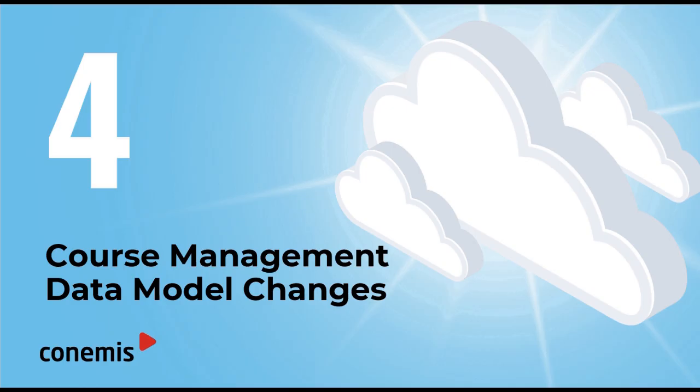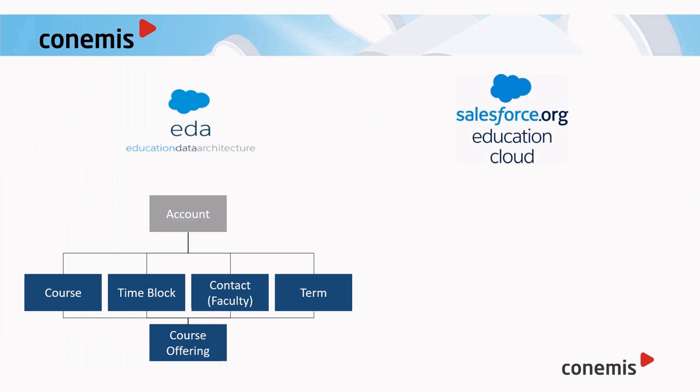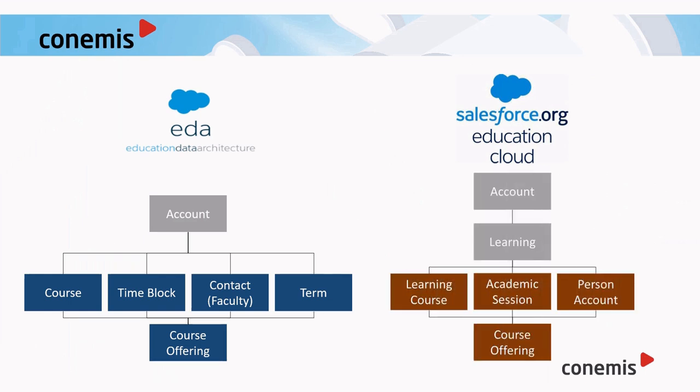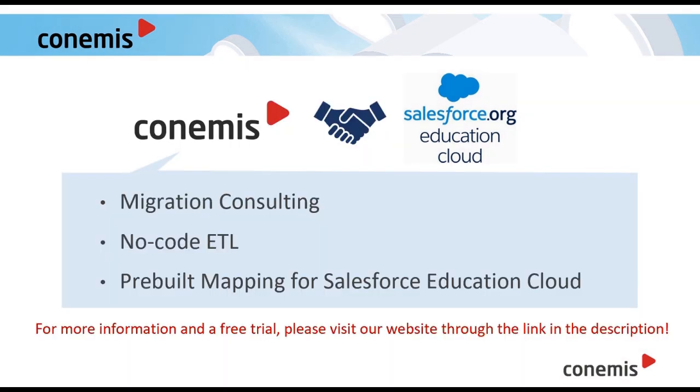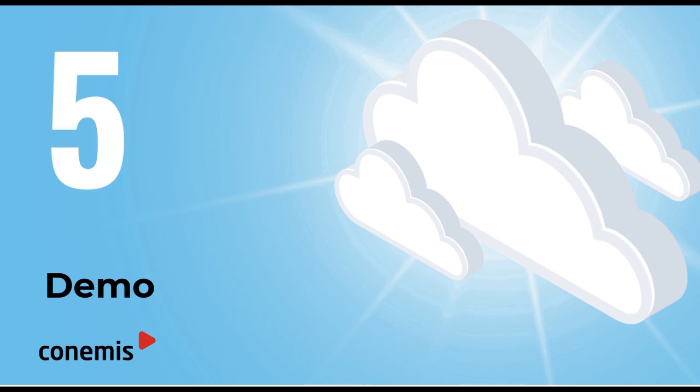The last major challenge in migrating from EDA to EDC is handling course management data. Numerous objects contribute to course management, and EDC has reorganized this model. To address this, conemis offers pre-built mappings that simplify the process, supporting customers in both mapping and understanding the data model changes. For detailed information on supported objects, feel free to contact our sales team. What can we expect beyond these challenges?